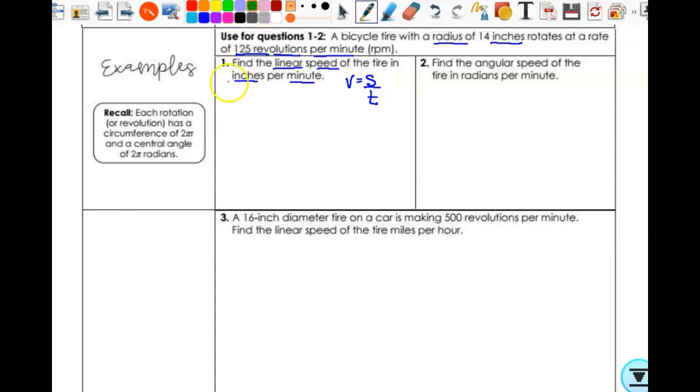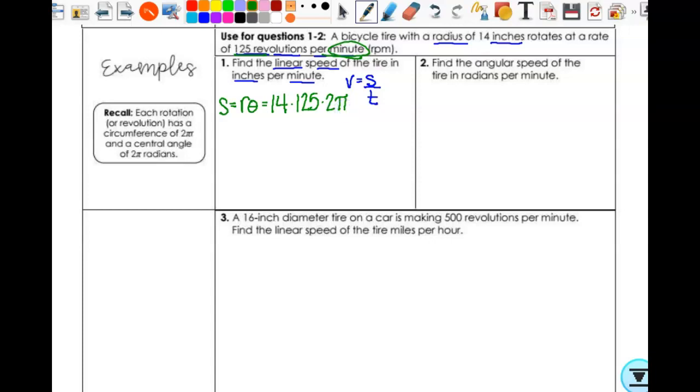So I'm going to start by finding my arc length. Arc length is r times theta. They gave me the radius, it's 14. I find theta by the number of revolutions times 2 pi. So I have 125 revolutions per minute. So we're going to use a 1 minute time. And so that means I can use 125 revolutions. So that's 125 times 2 pi.